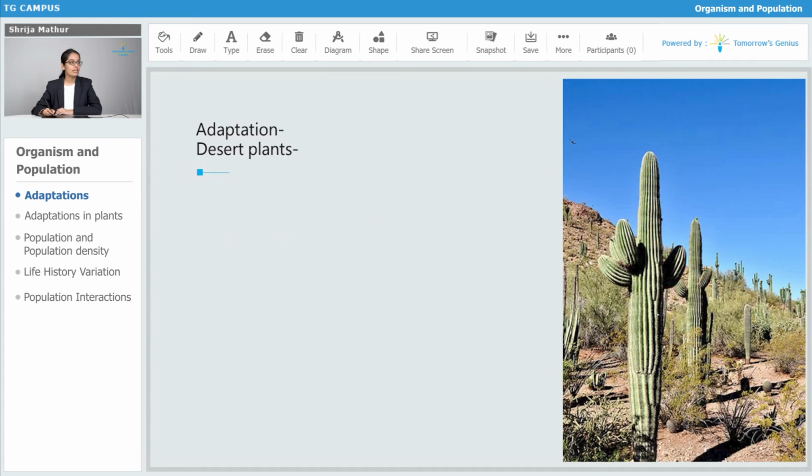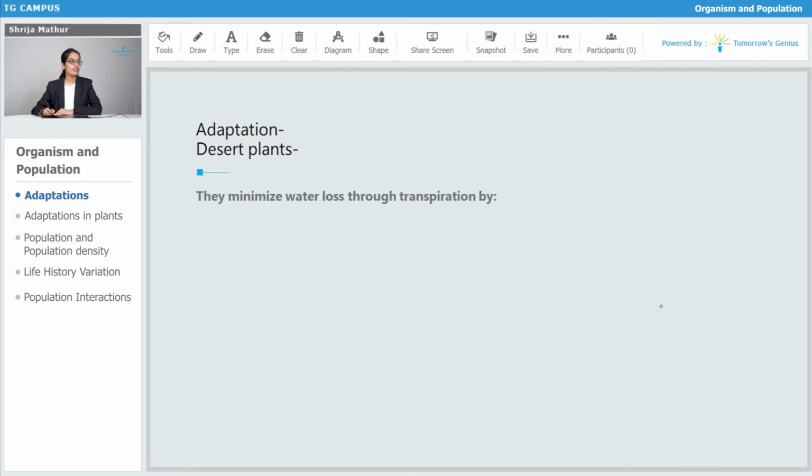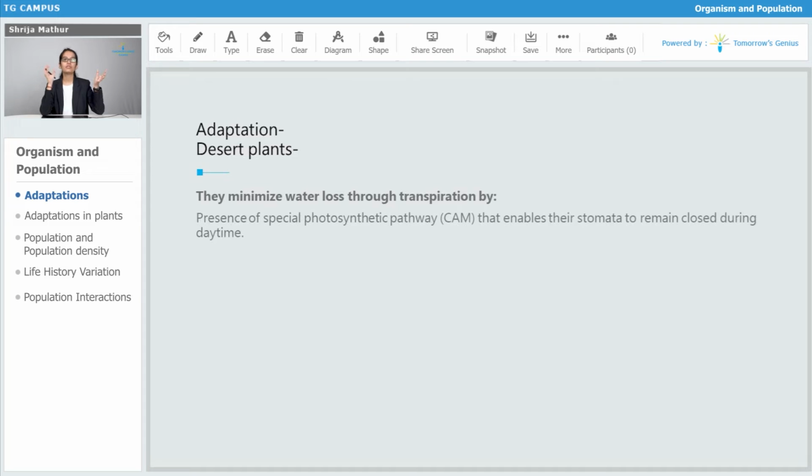Then the desert plants, they minimize water loss through transpiration. How? The presence of a thick cuticle on their leaf surfaces, the arrangement of stomata in deep pits, and the presence of a special pathway, that is the CAM cycle, a photosynthetic cycle, that enables their stomata to remain closed during the daytime. Because of this cycle, desert plants are able to minimize the water loss.